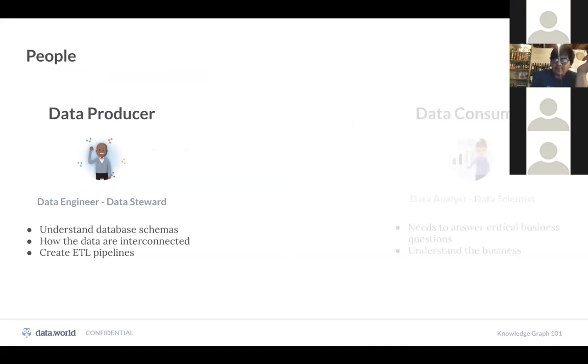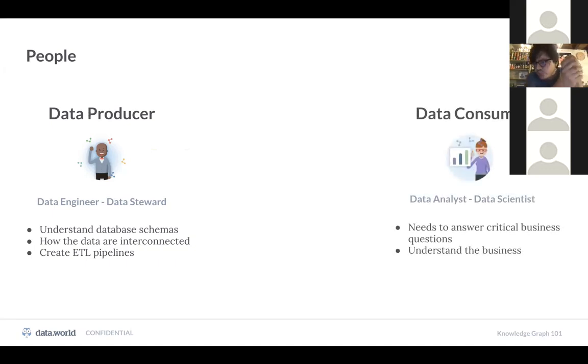Then on the other side, you have the data consumers. They're your data analysts and data scientists. They're the folks who need to answer these critical business questions, and they understand how the business works and what the priority of these questions is. What happens right now is that we have this big gap in the middle. All this work happens, but nobody's taking responsibility for the actual data.